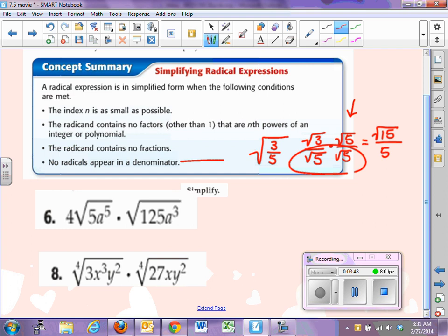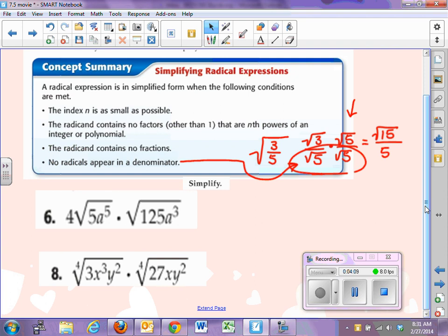And last but not least is what I just mentioned. You can't have a radical in a denominator. Any of these things will result in many points taken off on a test, because you should know when something is in simplified form, and that's one of the big things that I am testing you on also.